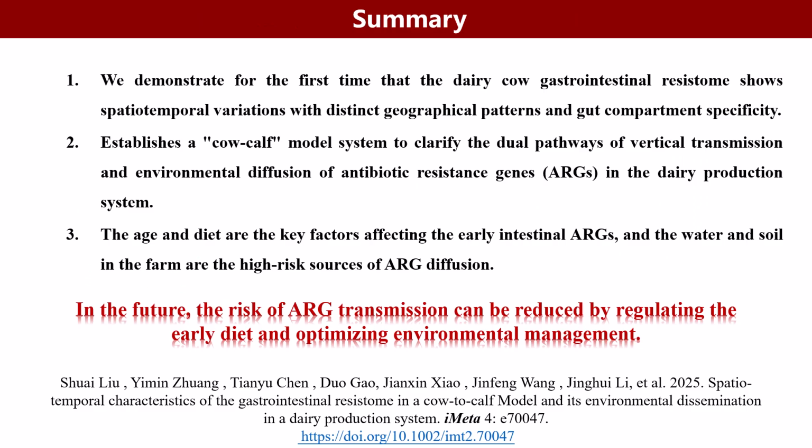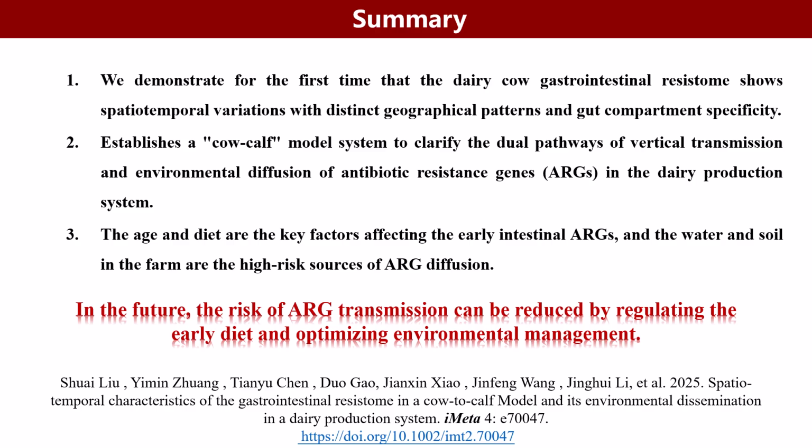In summary, this study reveals for the first time, from the perspectives of time and space, that the resistome in the gastrointestinal tract of dairy cows is geographically and intestinally specific, and establishes a cow-calf model system to clarify the dual pathways of vertical transmission and environmental diffusion of antibiotic resistance genes, ARGs, in the dairy production system.